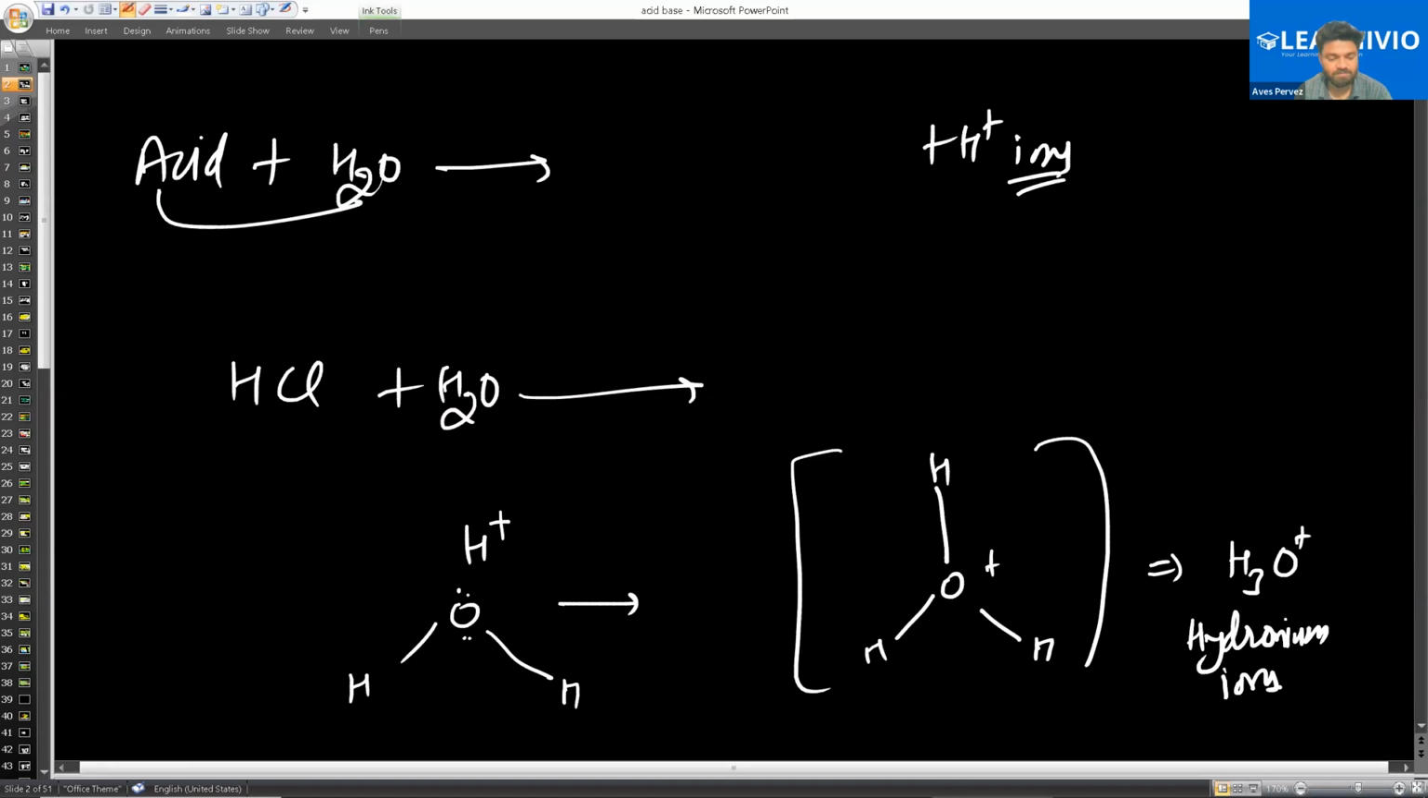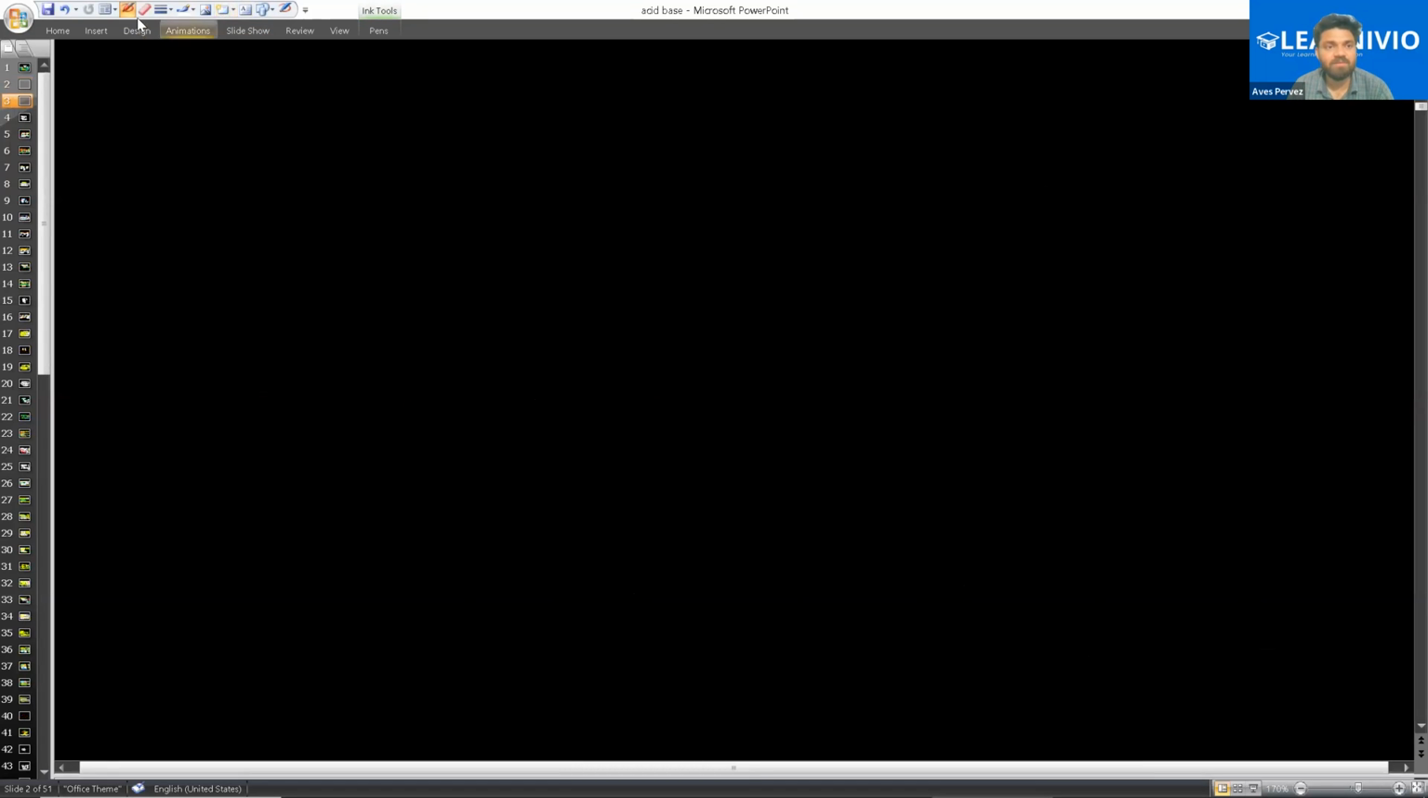Got it? Basically, it gains the ion. So that we call it the hydronium ion. So acids are those substances that produce H plus ions or hydronium ion in water when added to water. If they are not able to produce H plus ion, they are not characterized as acid. So it is the hydronium ion that is responsible for the acidic properties. Understood?